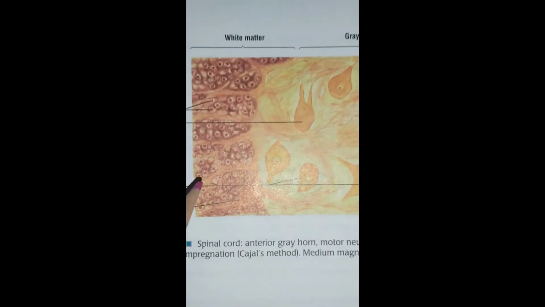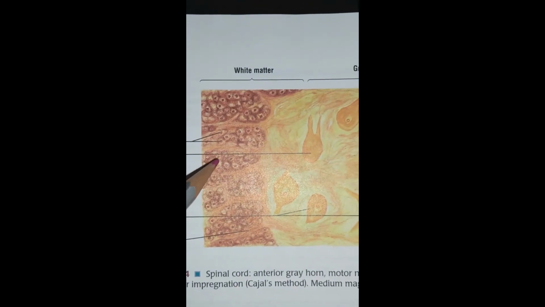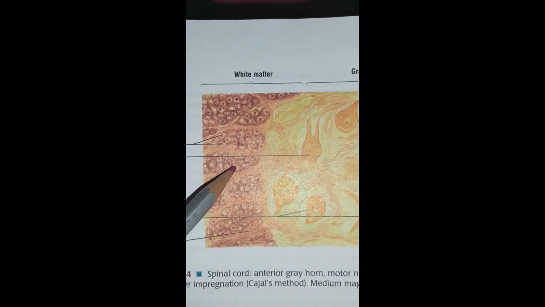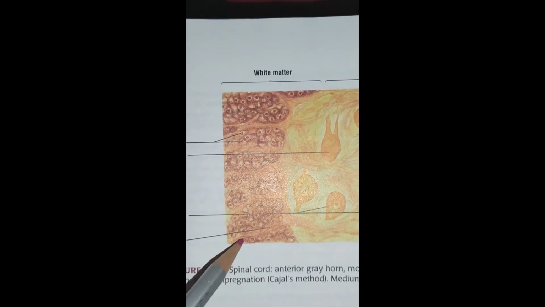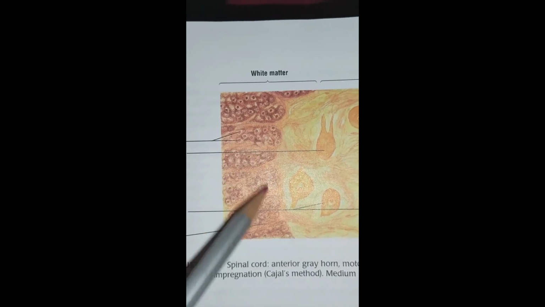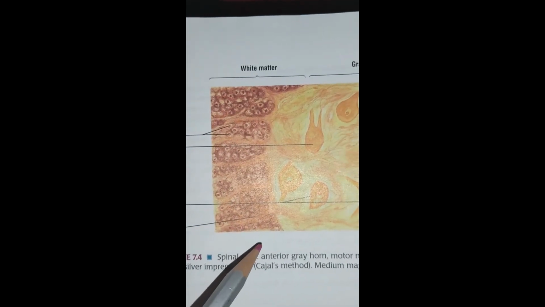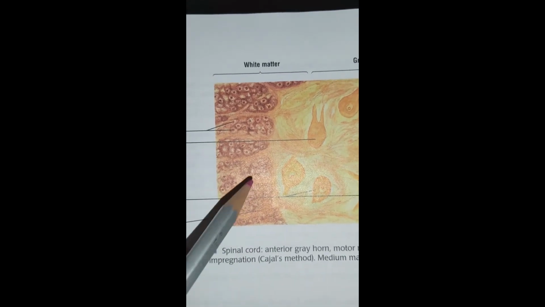So this is the same picture with a different stain, that is the Cajal method of staining with silver impregnation. You can see here the axons. Now these are the axons which are forming the tracts, while some of the axons are coming out from the multipolar neurons and going outside to form the anterior root, and from the posterior horn the sensory root. So here you can see the axons going out and the axons in the tracts.